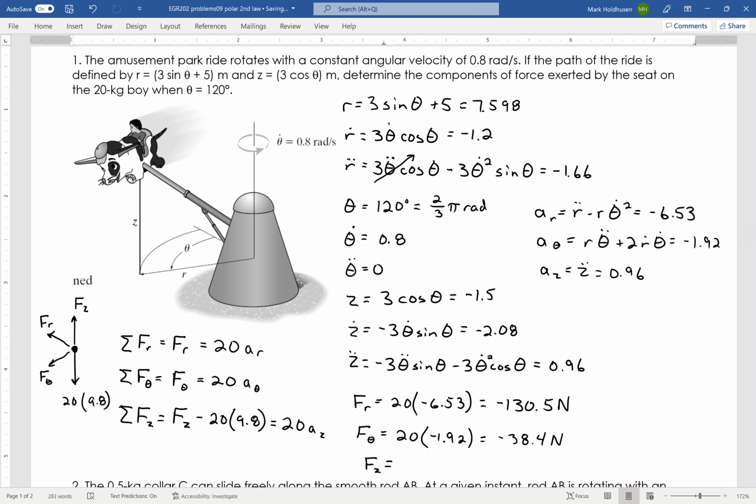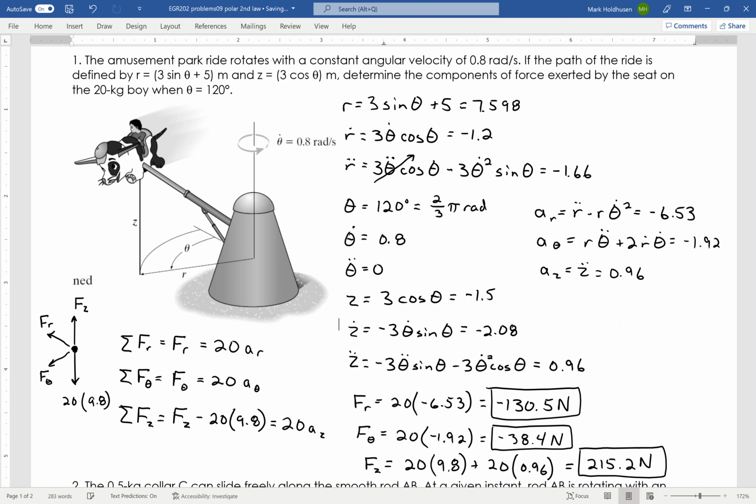And then F in the z direction, I'm sorry, why can't I do this better? That'll be 20 times 9.8 plus 20 times 0.96, which is going to equal 215.2 newtons. So these are the forces that the seat pushes on the boy to get him to go around the axis as shown here.